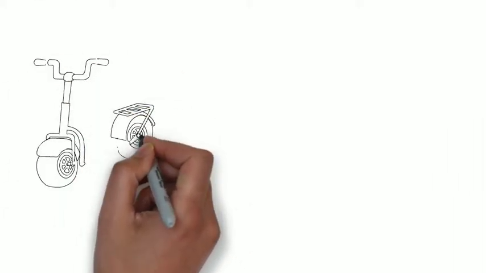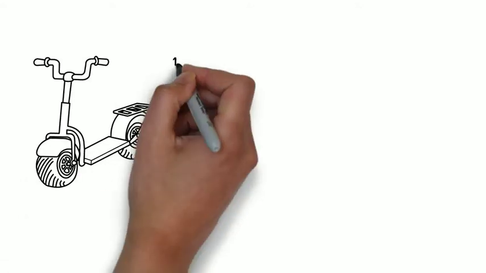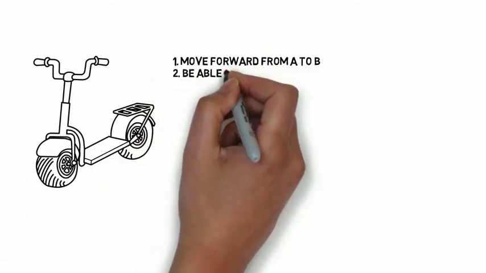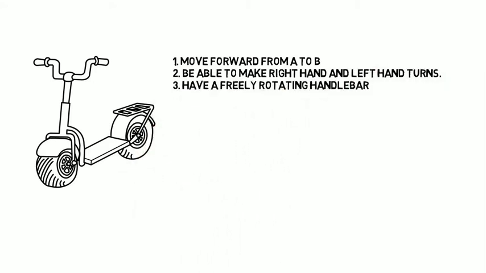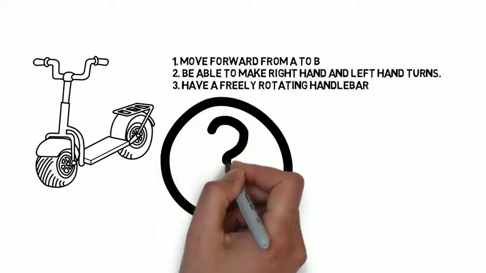To recap, we want our scooter to be able to: 1. Move forward from A to B. 2. Be able to make right hand and left hand turns. 3. Have a freely rotating handlebar. Cool, but these are still too broad. We need to break these down further. But why? These seem fine enough.